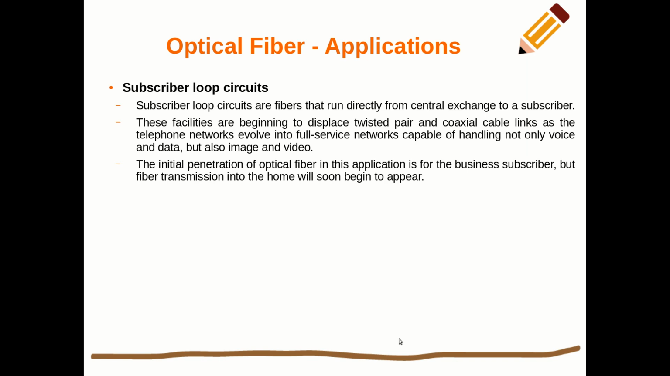Another one, as we already saw, is connecting the private branch exchange, for which we can make use of optical fiber. Similarly, for connecting the individual devices to the major exchange, we can make use of them. That is what we call a subscriber loop circuit. They are the fibers that run directly from the central exchange to the subscriber, that is, a specific client.